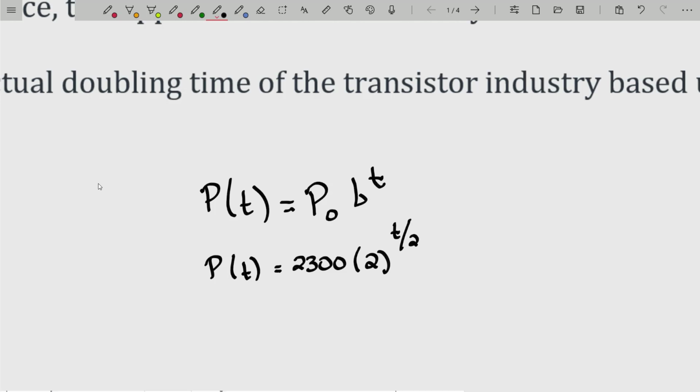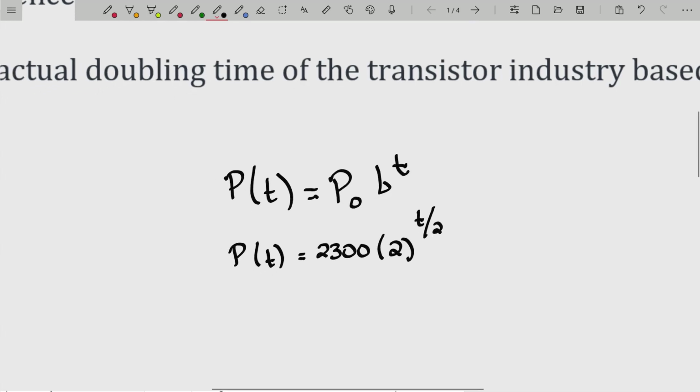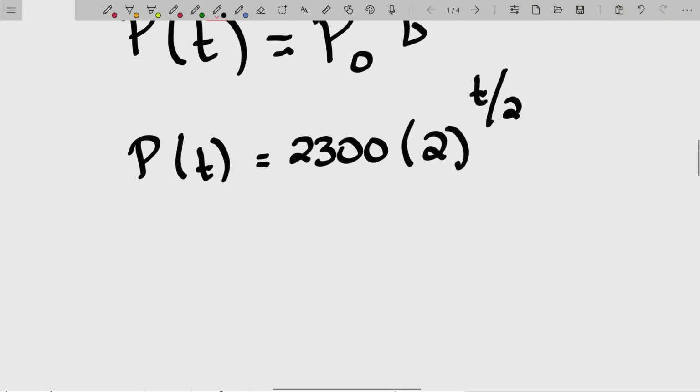Remember, that was early on in our lecture series. I think it was the video on finding equations of exponential functions. So if you look through my video playlist, you can review that topic there. Anyhow, this should be a pretty darn good model for Moore's law.